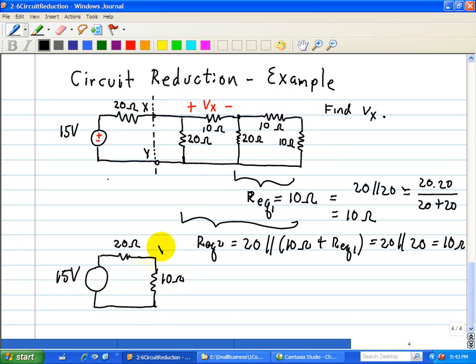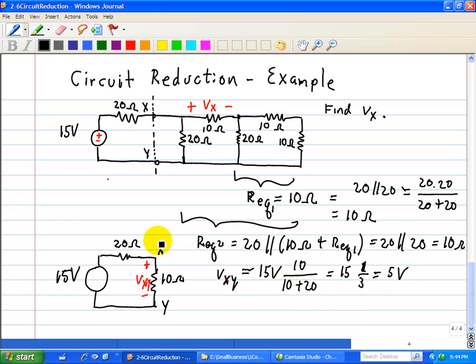We'll call this X again and Y. So the voltage, we'll call this plus minus Vx. Vxy is equal to, using voltage divider, 15 volts. The voltage across Vxy has a 10 ohm resistor, and then we just divide it by the sum of 10 plus 20, which is just 15 times 1/3, is equal to 5 volts.